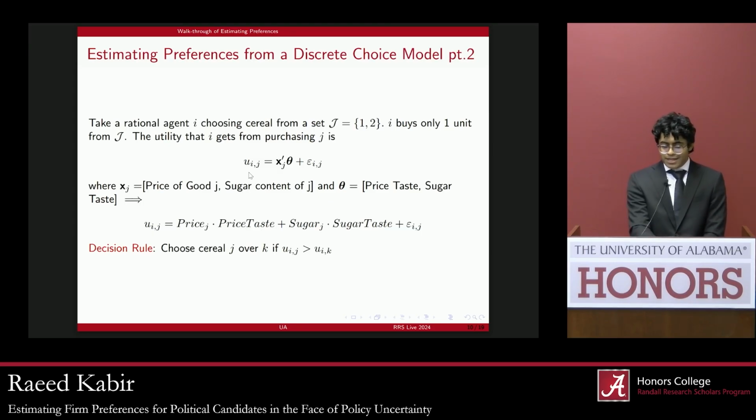And so if you multiply these vectors out, you could see that this utility number is equal to a combination of all these observable characteristics plus this epsilon ij. And this is the important part here. I don't want my demand system to be too inflexible.